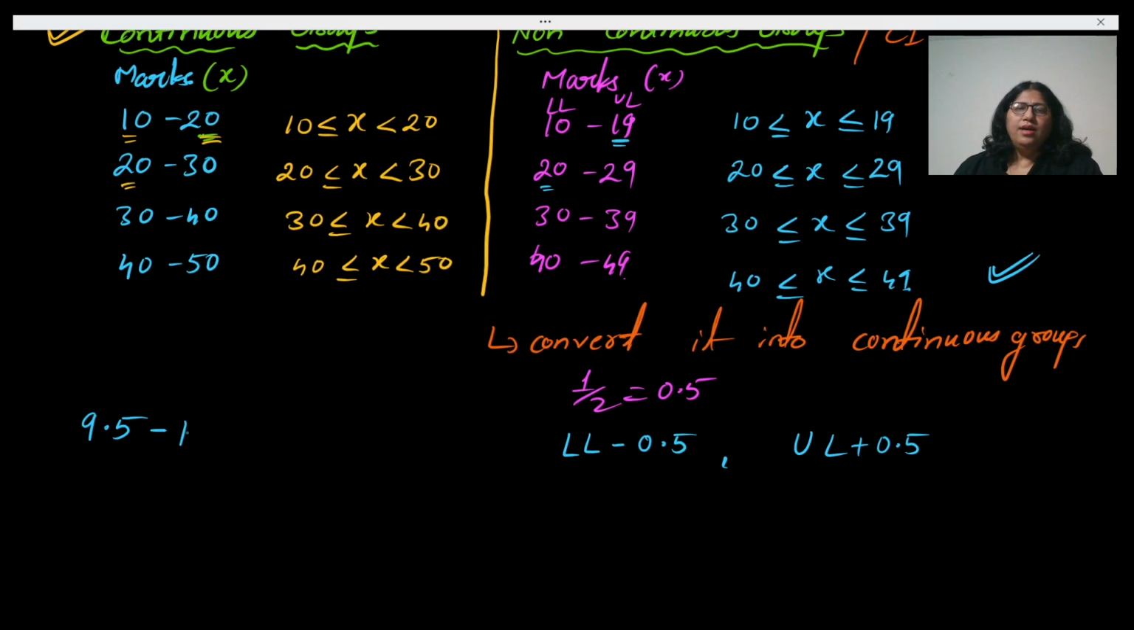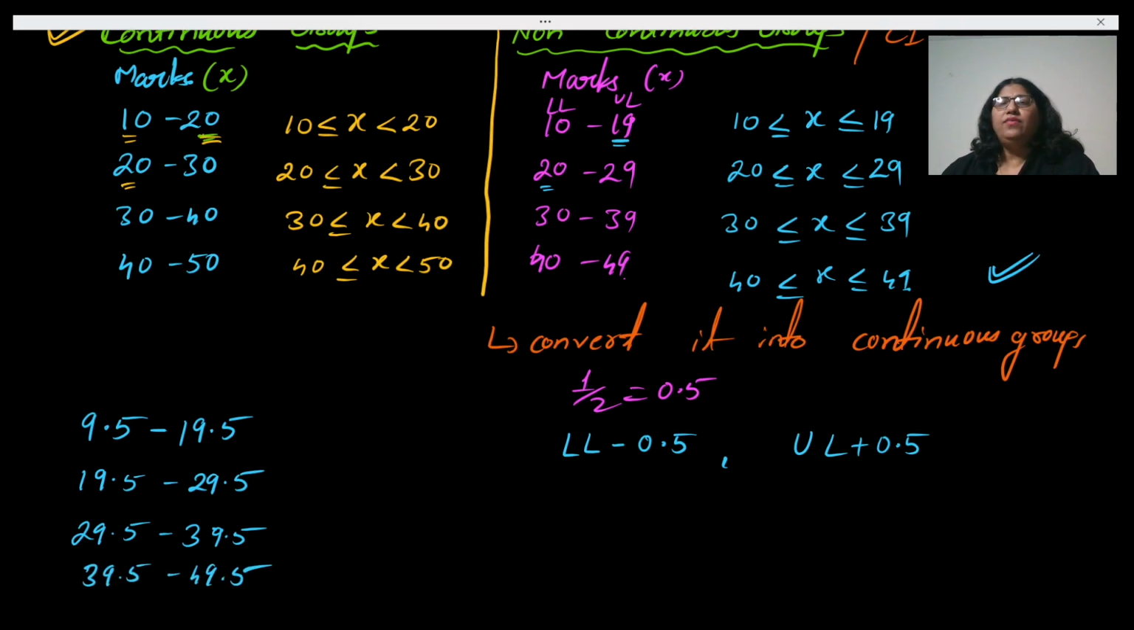9.5 to 19.5, right? Then here it will become 19.5 to 29.5, then 29.5 to 39.5, and then 39.5 to 49.5. Again, if you look here, 19.5 will be excluded from this interval and included in the next one, so the lower limit will be included and the upper limit will be excluded. So now you have converted. Your sign is going to be less than here, and here it will be greater than or equal. So this is the way.